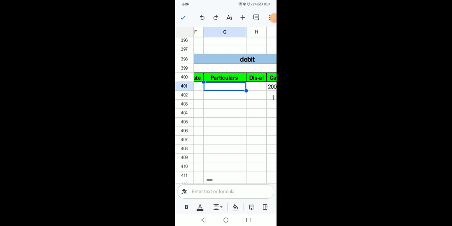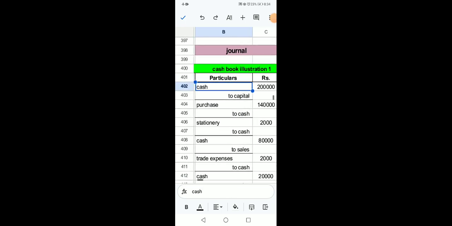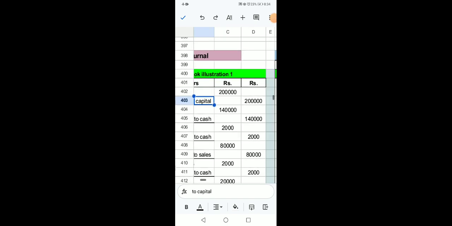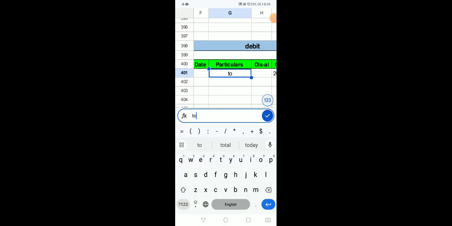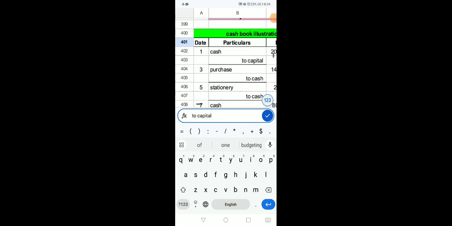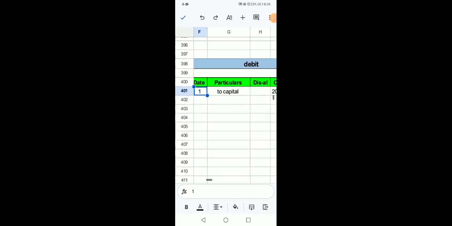Now see what the reference is. How will you write the reference? As you were concerned with the cash which was written on the debit side, now see what is written on the opposite side, that means the credit side. On the opposite side, capital is written, so you will use this word as a reference. In the particular column you will write capital. Okay, now see the date is 1, so you will mention 1 in the date column. In this way, the first journal entry has been posted into the ledger.